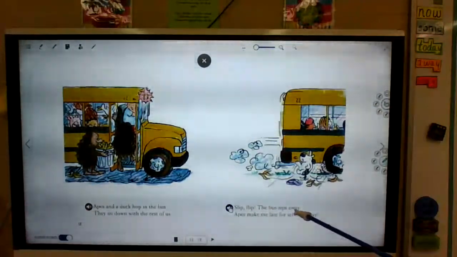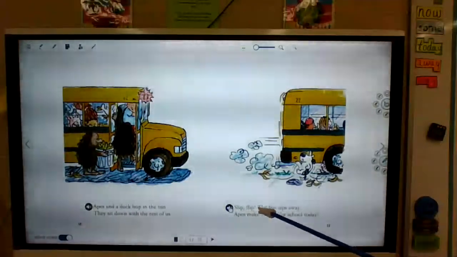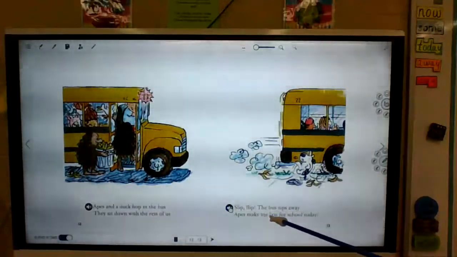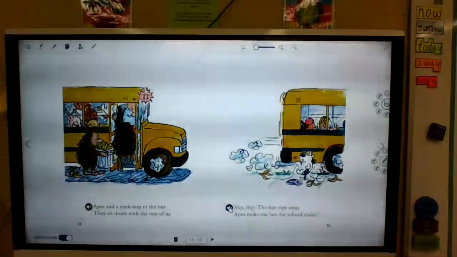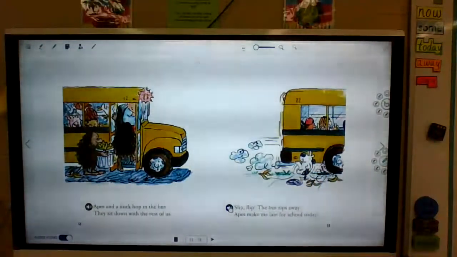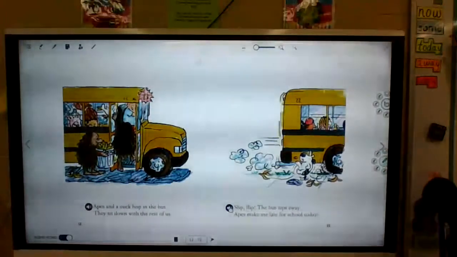Okay, so we have away and today. Slip, flip, the bus zips away. Apes make me late for school today. Look at the poor doggy. He slips on the banana peel. The kids are eating bananas on the bus.